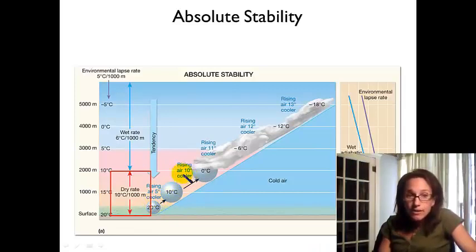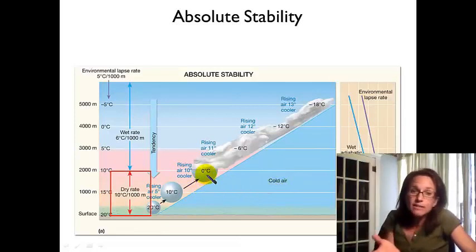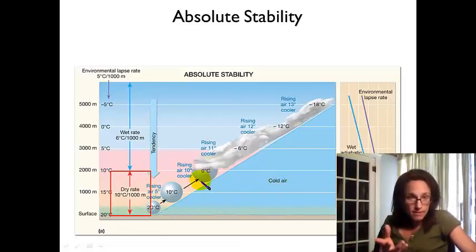Our rising air, in this case right here, is 0 degrees Celsius because it's been cooling at a rate of 10 degrees Celsius per 1,000 meters. It's risen 2,000 meters, so it's cooled from 20 to 0, and it's actually 10 degrees cooler than the surrounding air. So that air mass, if we didn't have this cold air wedge here, would want to sink. But because we have this cold, dense air underneath it pushing it up, and this is something that happens when fronts converge, and we're going to talk a lot more about fronts in a later chapter.